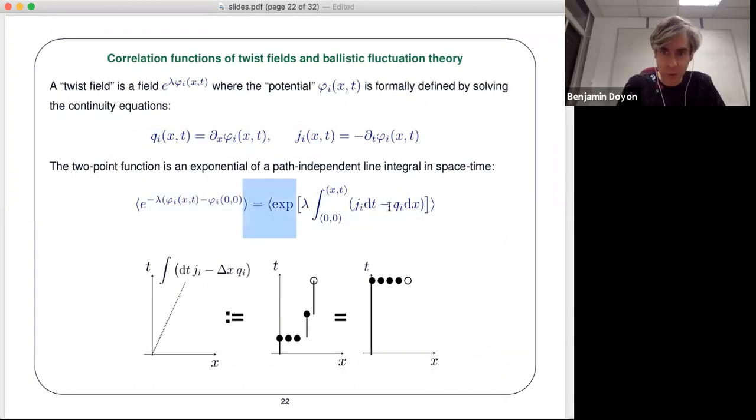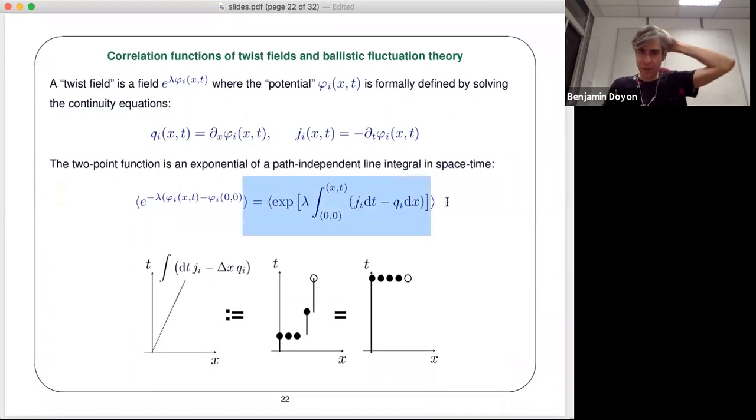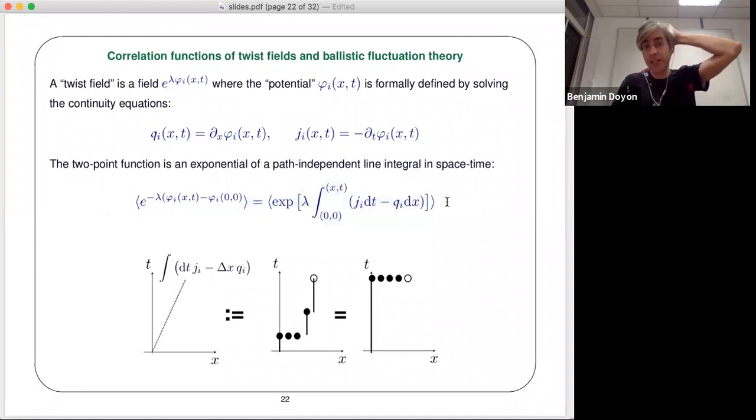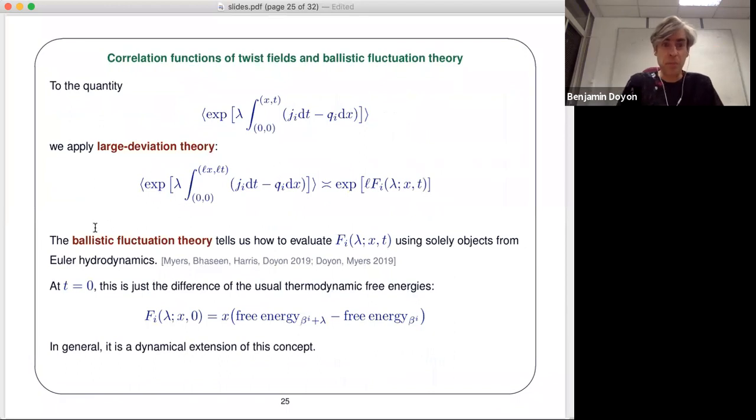So the point is now we want to calculate that thing. I showed you that it's related to the XX model, sigma plus, sigma minus, and to the sine-Gordon theory vertex operator. Now we want to have formulas from hydro to calculate this. So there is a theory which we have called ballistic fluctuation theory, because it sounds very much like macroscopic fluctuation theory, which was very popular. So we can try to steal the name a little bit.